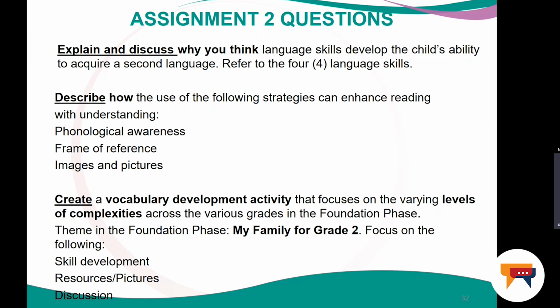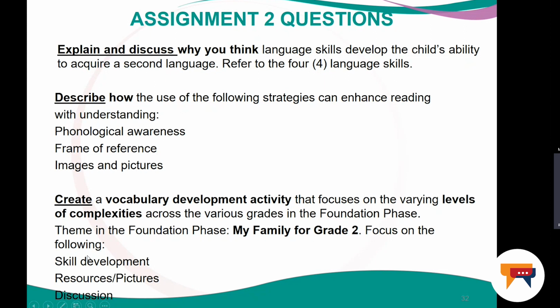The other question read: describe how the use of the following strategies can enhance reading. Do I understand what describe means? I must know what phonological awareness is and how this enhances reading. I must describe what frame of reference is and how it enhances reading. I must explain and describe what images and pictures are and how they enhance reading.